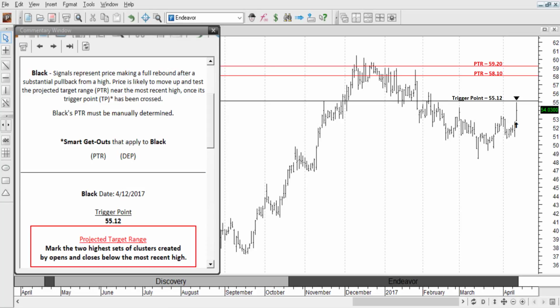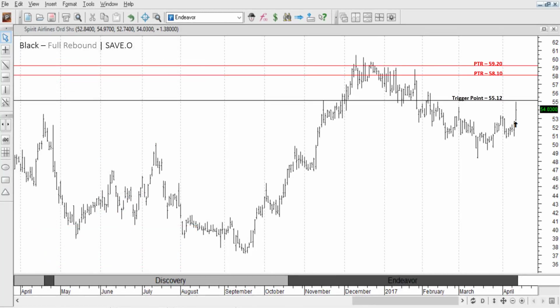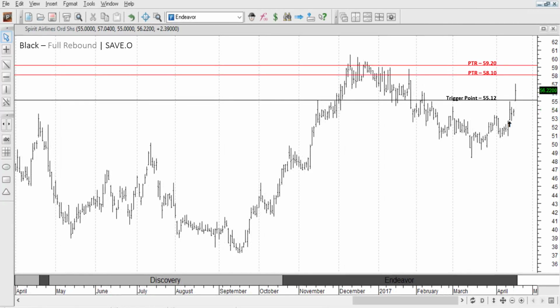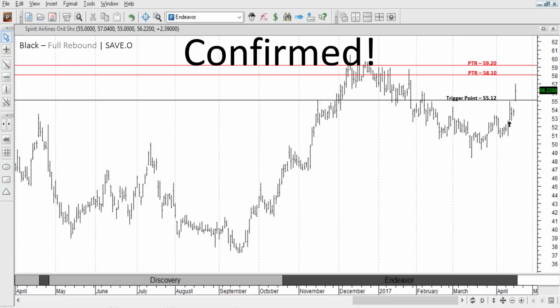We now have our entry price and our target range, so let's get rid of the commentary and wait for price to cross the trigger point. With black signals, there's really no set time frame in which this happens. Sometimes you only wait a day or two, and others it's a week or two. But we're in luck. Price only takes 3 days to cross, which means our signal is confirmed and it's now safe to enter the trade.